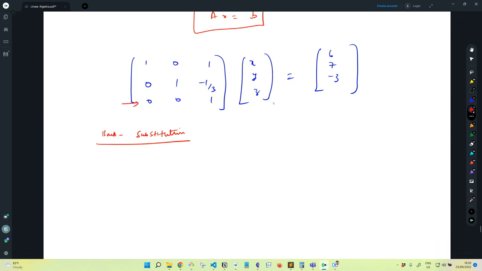Now the back substitution. You will start reading a solution from the last row. When I multiply this vector with the last row, you will get 0 times x plus 0 times y plus z equals minus 3. Because you forced the entries below the leading diagonal to 0, when you apply this equation to the last row, you readily get the solution for z. What is z? z is minus 3.